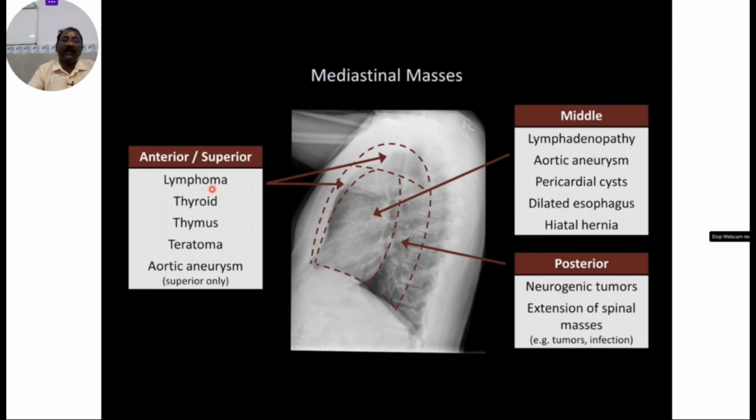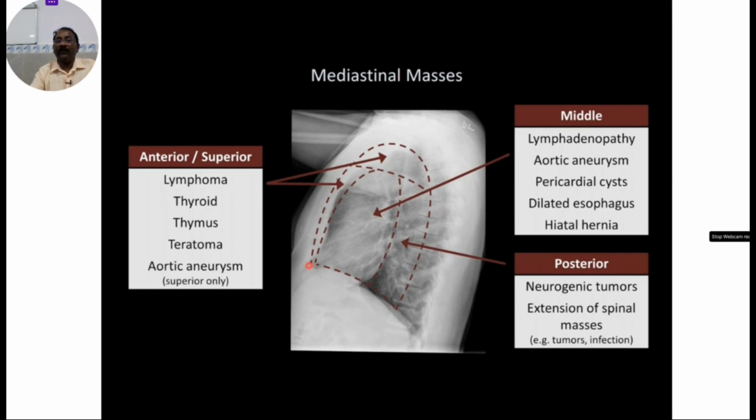So what are the causes for the anterior mediastinal lymphadenopathy? So there will be the lymphomas, thyroid, thymus. These you should remember in the anterior mediastinum: thyroid, thymus, lymphomas. And the middle mediastinum, again the lymphadenopathy, aortic aneurysms and hernias, hiatus hernia, dilated esophagus, etc. Posterior mediastinum, mostly neurogenic tumors or some sarcomas, etc. Okay. So by lateral field, you can appreciate the mediastinal masses.